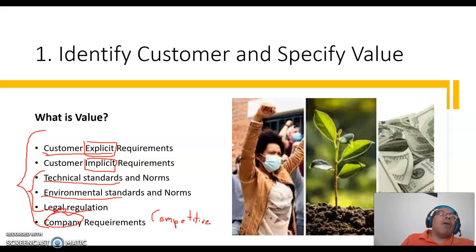And sometimes they go ahead of time. For instance, when they created Facebook, nobody knew what Facebook was. So at that time, we had no customer requirements, but the company had specific requirements since they knew that this was to be something innovative and disruptive for the entire market.